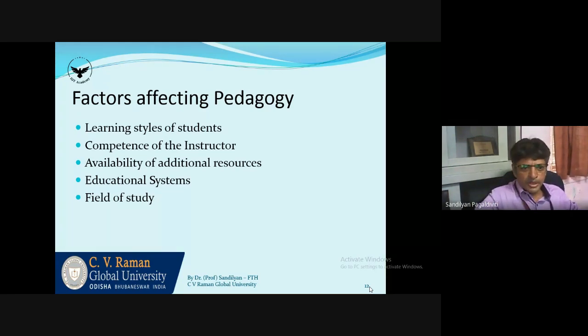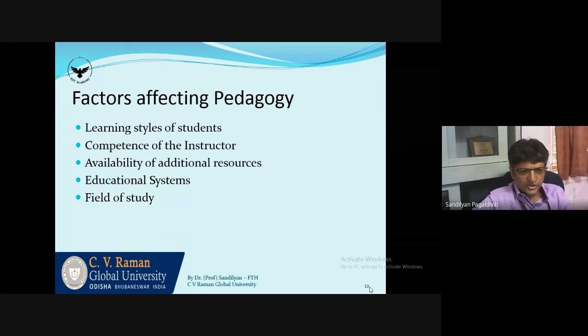The competence of the instructor is very important. The more knowledge you have, the more confidence you have, and the more awareness you have about the different methods of teaching, the more comfortable you will be, and the more comfortable and friendly you are in the class, the better knowledge transfer you will be able to achieve.